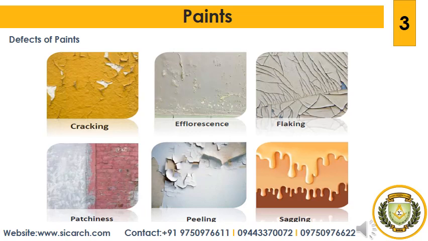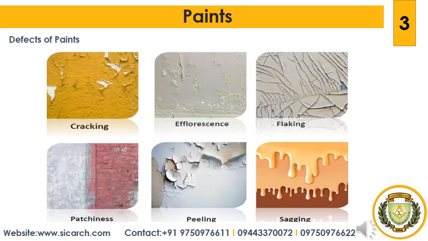The next is grinning. When the final coat of paint has not sufficient opacity, the background is clearly seen. This is known as grinning. The next defect is running. The paint runs back and leaves small areas of the surface uncovered. This defect occurs when the surface to be painted is too smooth.